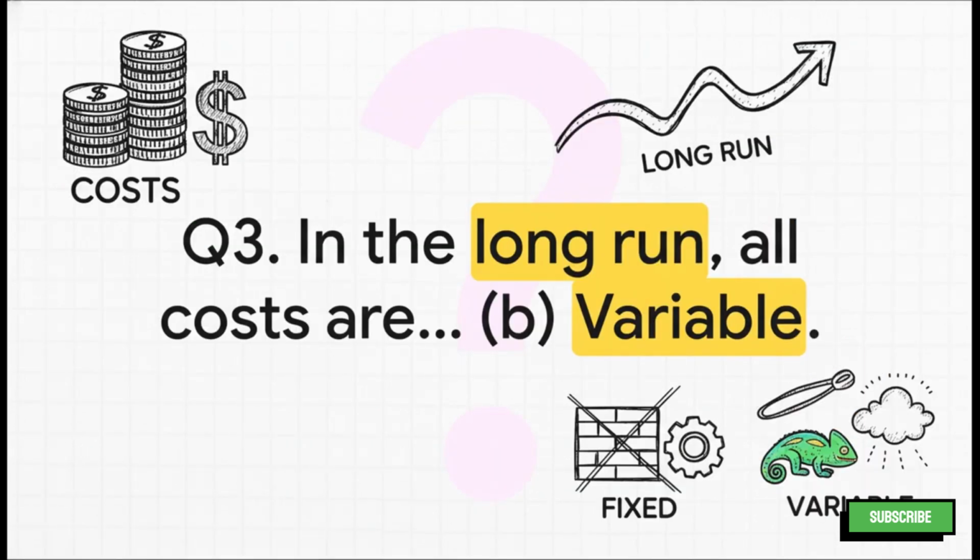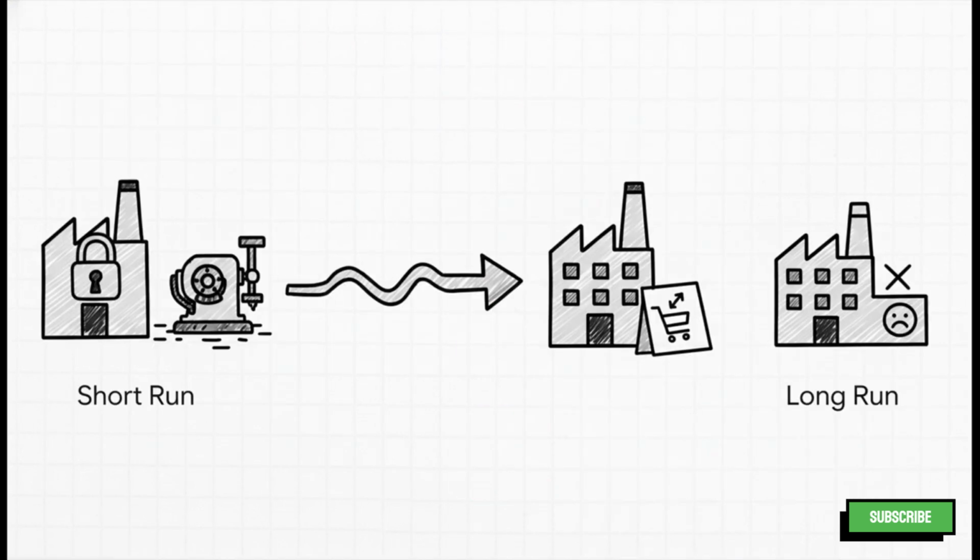All right, let's talk about costs. This question is about the nature of costs in the long run. And the answer is that in the long run, all costs become variable. And the reason for this is really key to understanding economics. You see, in the short run, things like your factory's rent or big machines are fixed costs. But the long run is a time period where a firm can change everything. It can build a new factory, sell off machinery, or even shut down the business. So, in the long run, nothing is truly fixed.